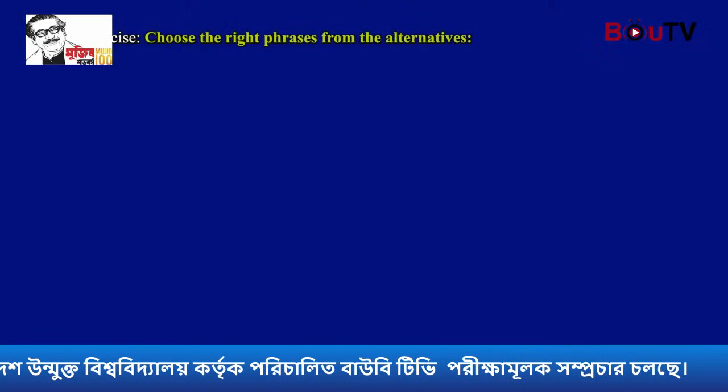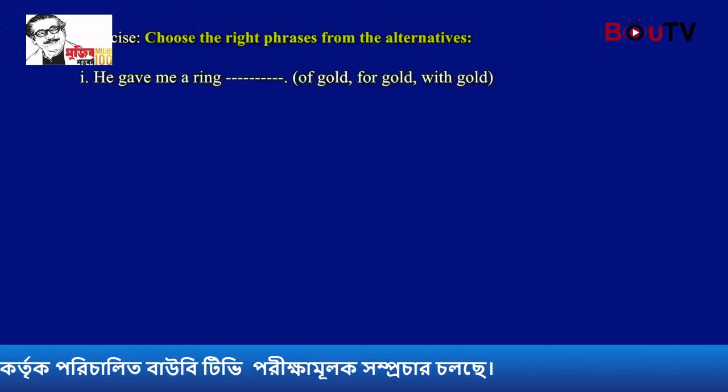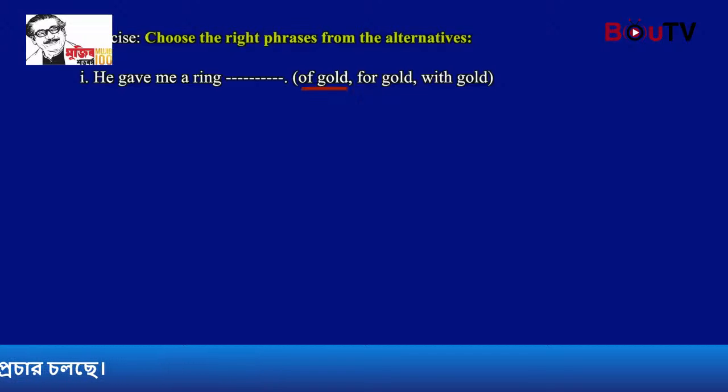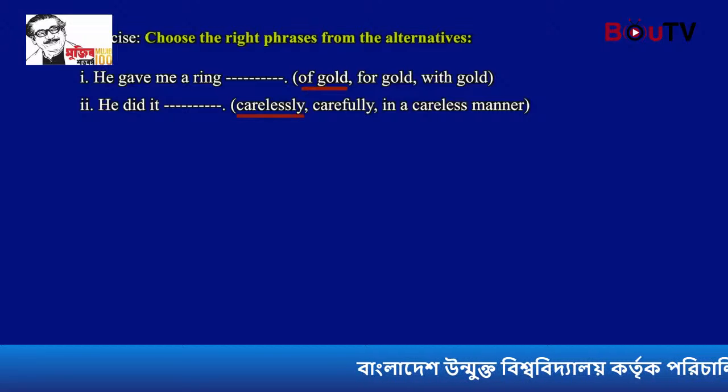Okay, now we are going to look at the examples given in your book. So please open the book and look at the exercise with me. The exercise says, choose the right phrases from the alternatives, and the first one is, "He gave me a ring dash." The options are of gold, for gold, with gold. So what do you think, what will be the correct answer? The correct answer is of gold. Number 2, "He did it dash." The options are carelessly, carefully, in a careless manner. So the correct answer will be carelessly.